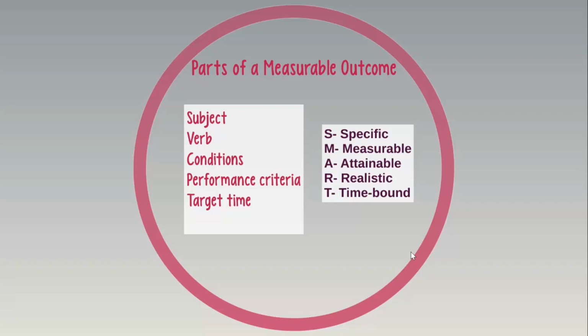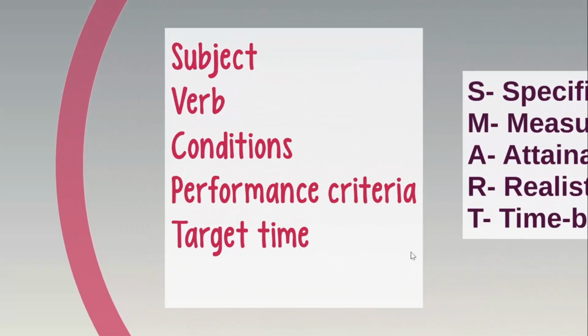Alrighty, so we finally made it to the parts of a measurable outcome. I know you guys have been waiting a long time for this. I keep saying we don't know how to write an outcome, and we finally made it to that point. So let's talk about what you need in an outcome, and then we'll write a few together. Parts of a measurable outcome are going to be a subject, verb, conditions, performance criteria, and target time. Now, I will tell you that the conditions aren't always included in an outcome statement. And I'll give you an example of where you can use it and where you don't need to use it. Sometimes you'll see it with the conditions, sometimes you'll see it without. So remember the parts: subject, verb, conditions, performance criteria, and target time.